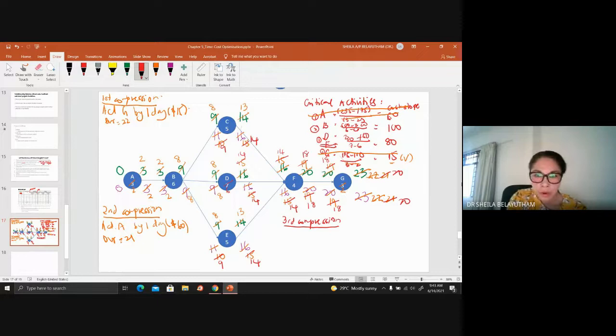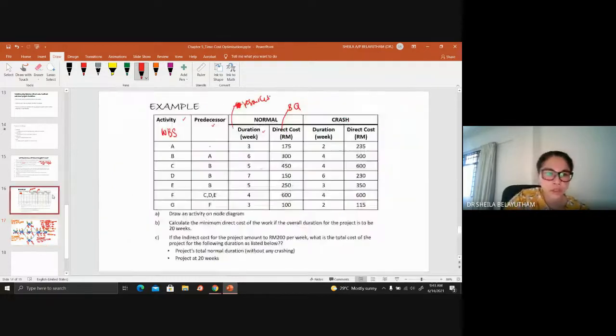Okay, so the third compression, just now we have used up activity D. Okay, so only one day. You have used up activity D here by one day. Okay, and your additional cost is 80 ringgit. So that gives you a duration of 20. Alright, so because the question requested you to stop at 20, calculate the minimum direct cost of the work if the overall duration is to be 20.